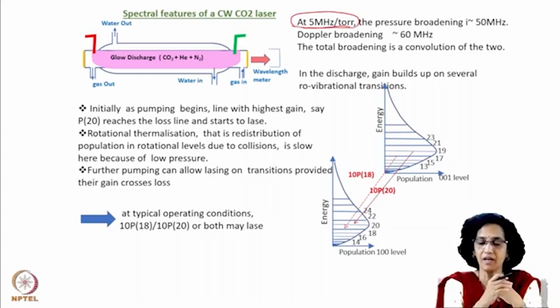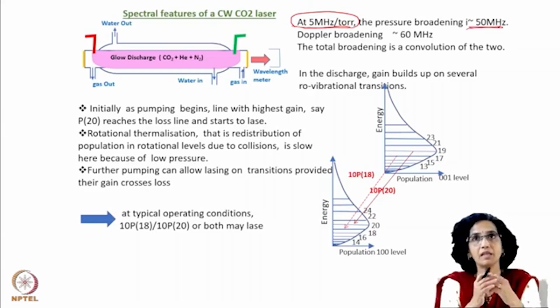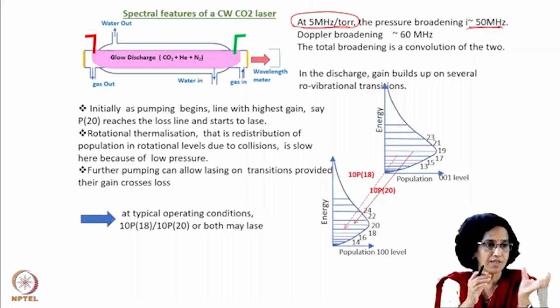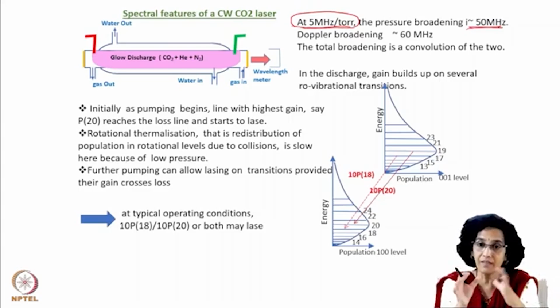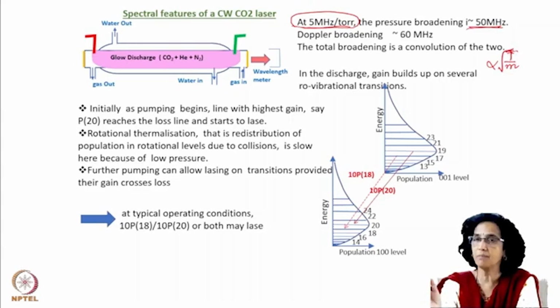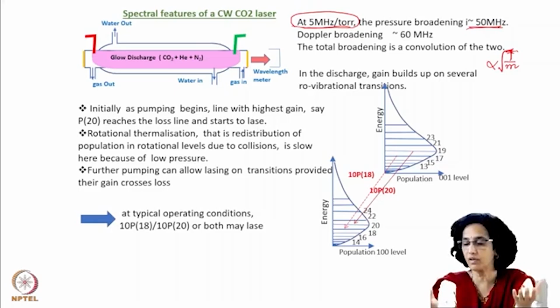And therefore, if we have about 10 torr pressure, then the total broadening associated with collision is about 50 megahertz. And the Doppler broadening at that particular temperature, we consider about 400 degrees Kelvin as the discharge temperature. So you know that Doppler broadening will be proportional to the square root of T by M, right? T is the temperature. As we increase the temperature, the Doppler broadening will increase. Similarly, as we increase the pressure, the collisional broadening will increase.